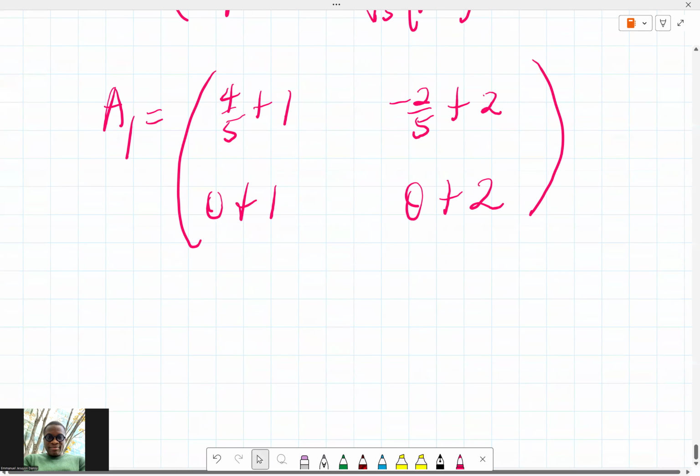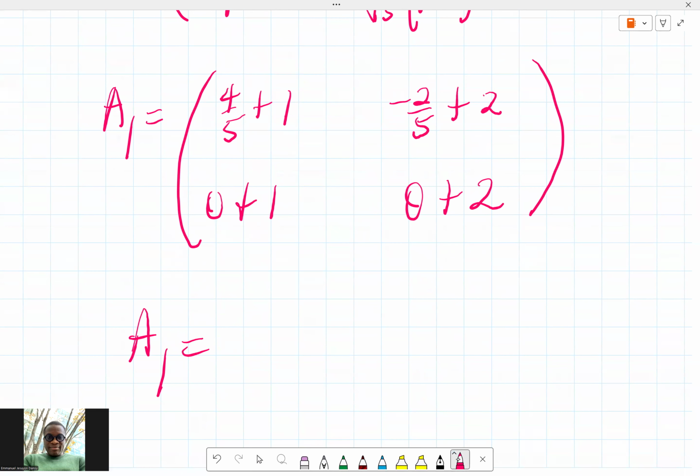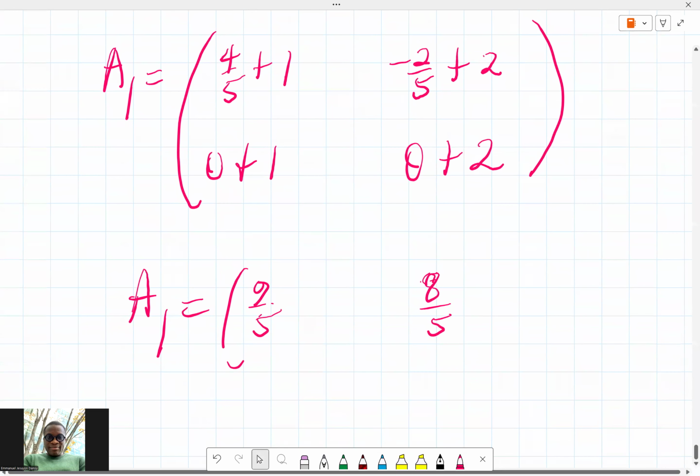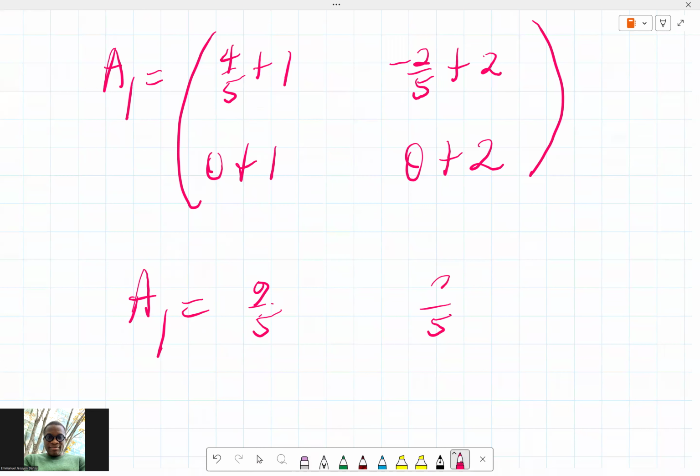Okay, so that A1 now is equal to 4 over 5 plus 1. That's 4 over 5 plus 5 over 5. That is 9 over 5 here. Then here we have minus 2 over 5 plus 10 over 5. That is 8 over 5, because 2 is like 10 over 5. So we can just say 10 minus 2, 8. Then this is 8 over 5. Then here, this is 1 and this is 2. Okay, so that's what our A1 looks like.